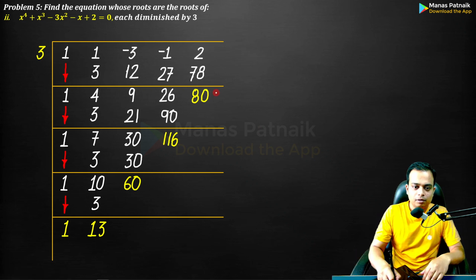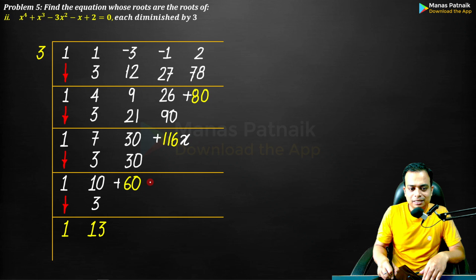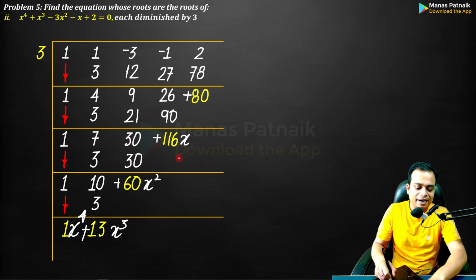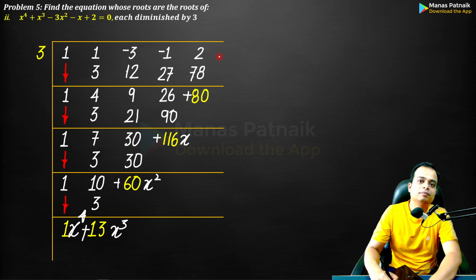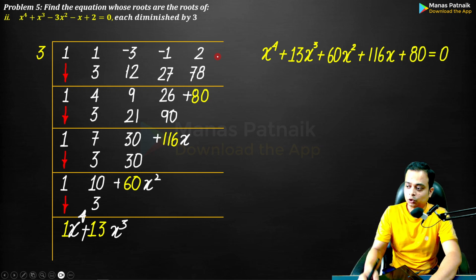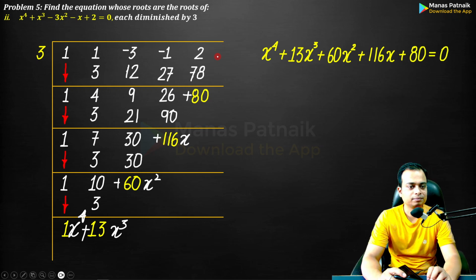Now, plus 80 plus 116x plus 60x square. Keep on increasing the power of x. X power 0, x power 1, x power 2, x power 3, x power 4. And let me write it down from left to right this way. This is how you can approach all of these things.